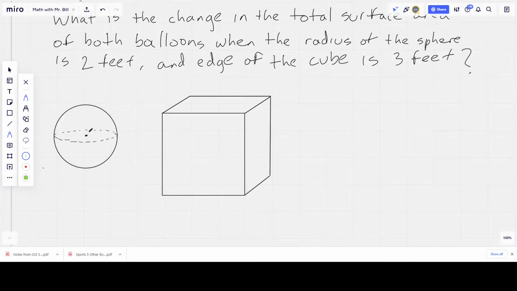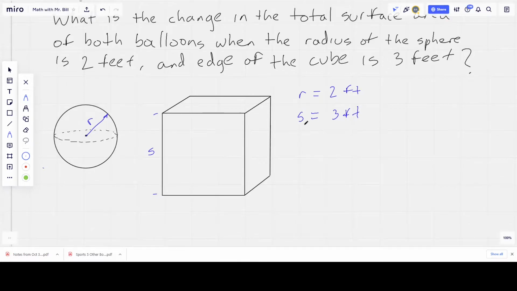So we have here our sphere. The sphere has a radius, call that r. And then we have a cube, and all the side lengths of a cube are the same, and we'll call that s. Now what else do we know? We know that at the time that we're fixing our snapshot here, the radius of the sphere is 2 feet, and the side length of the cube is 3 feet.